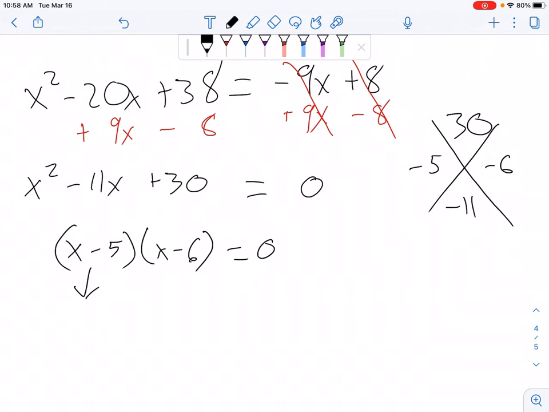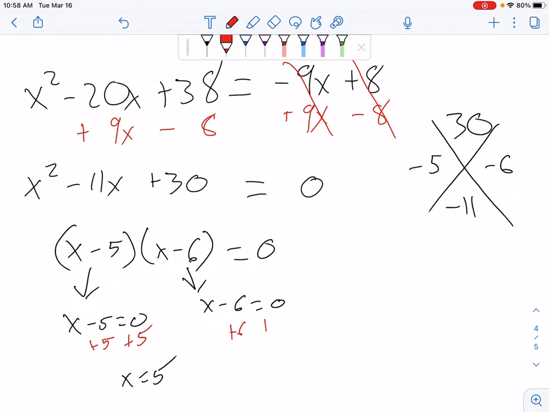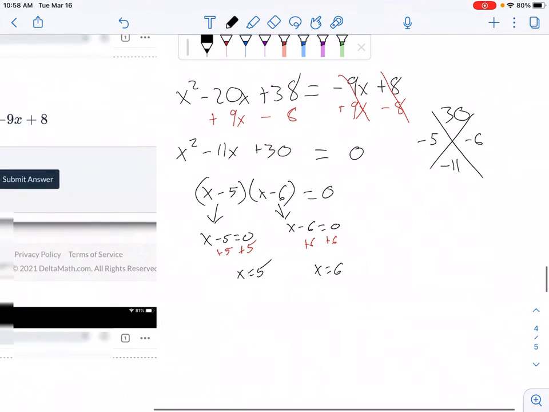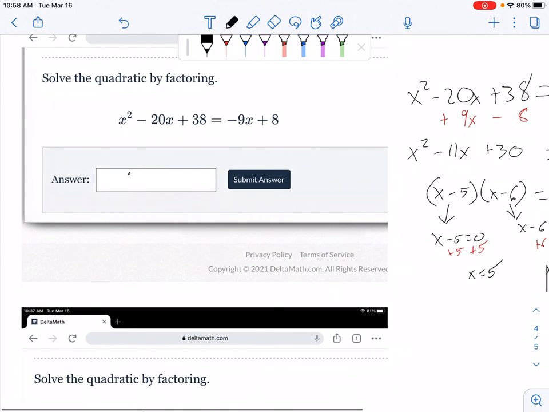Now that I have these factored down, I'm going to split them. X minus 5 equals 0, and x minus 6 equals 0. And then we're adding 5 to both sides here to get x equals 5. And we're adding 6 here to get x equals 6. So my two answers are 5 and 6.